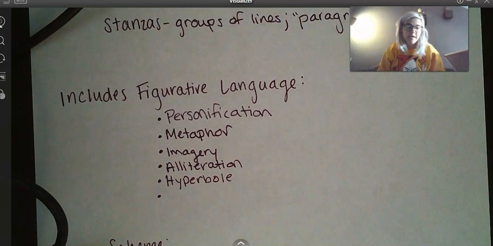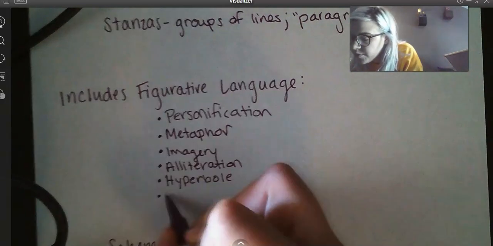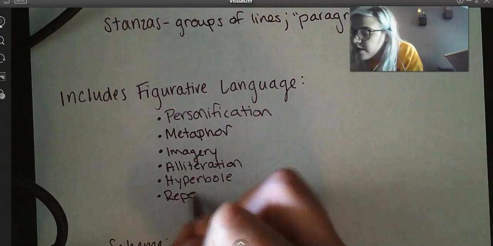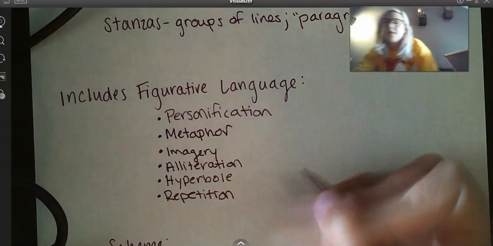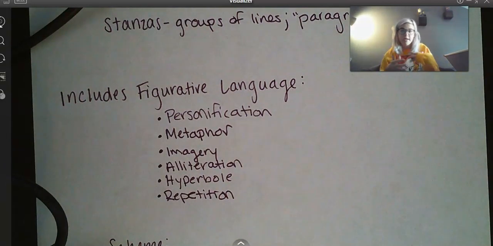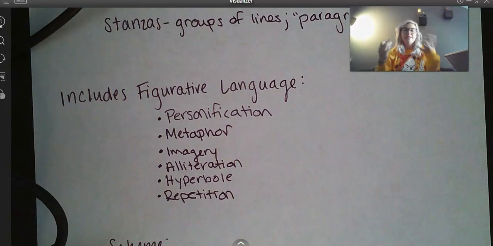Obviously not the case. And our last one, we're just going to put this on here because it's really, really important and I want to make sure I spell it right. Repetition. So repetition is literally just repeating something. But a lot of times in poems, they will repeat a word or a phrase over and over again to kind of try to get you to grasp that meaning.